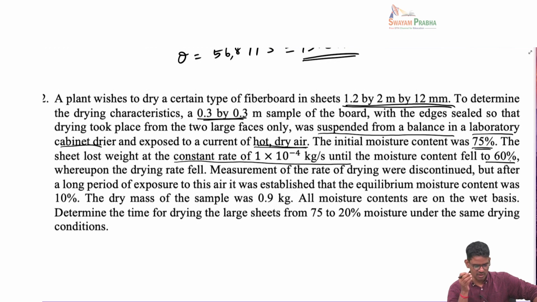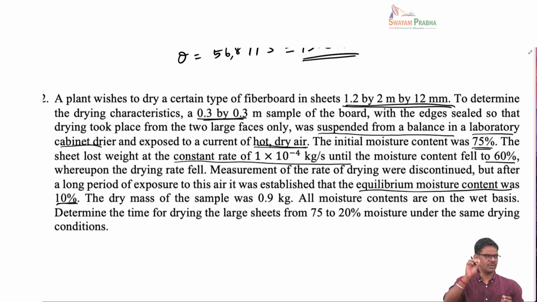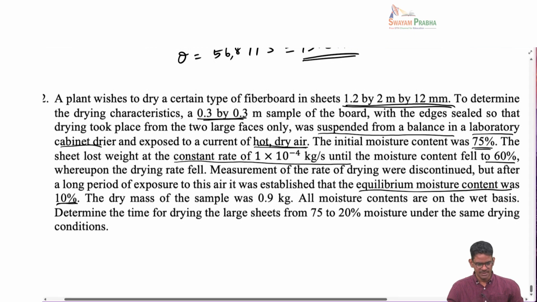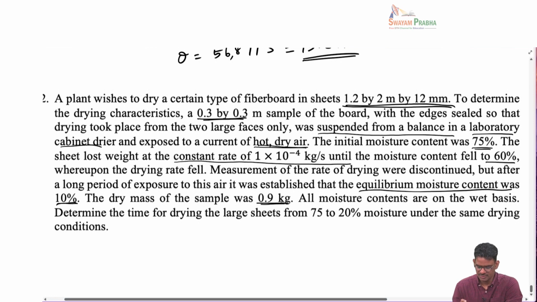But after a long period of exposure to this air, it was established that the equilibrium moisture content was 10%. So we don't have any data between the critical moisture content and X star. We know the critical moisture content, we know the equilibrium moisture content, but in between we don't have data. That falling rate, we don't have that information. And the dry mass of the sample is 0.9 kilogram. All moisture contents are wet basis. Like I said, sometimes it is specifically mentioned; if not mentioned, you consider it wet basis.